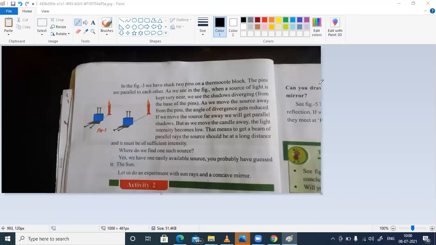So see, in the first one, what is written in figure 3. This is figure 3. We have stuck 2 pins on the thermocol block. So this is the thermocol block and we have seen 2 things.